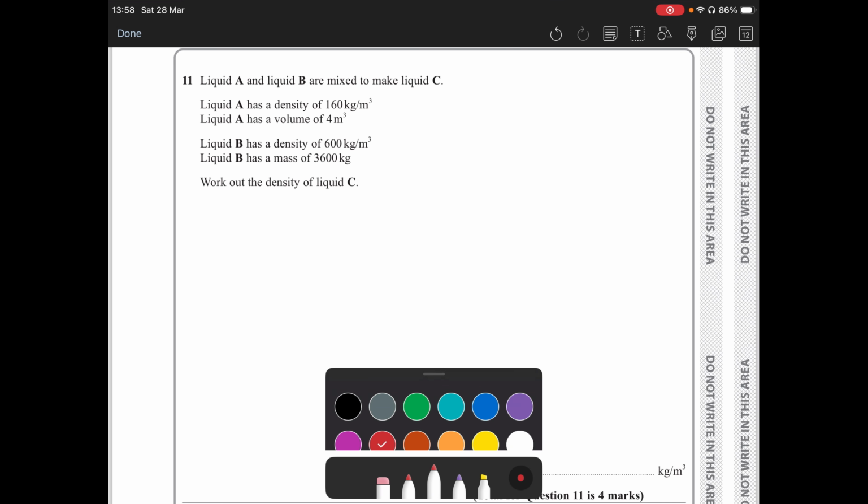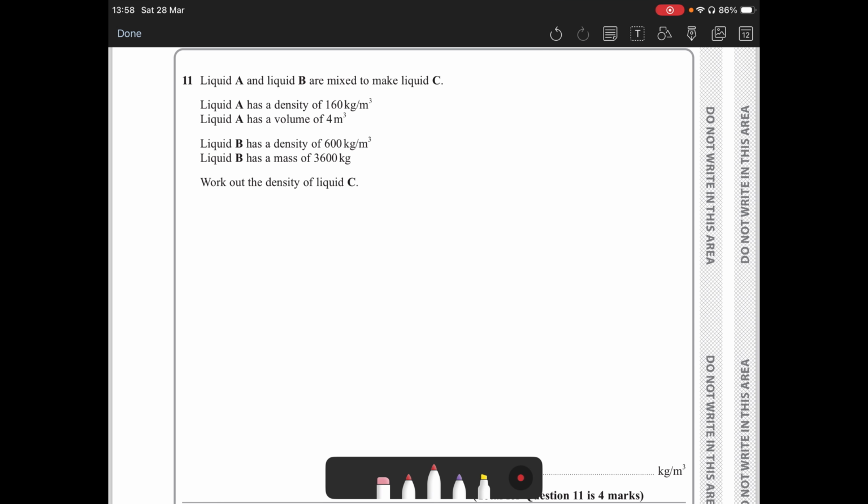All right. What do we got now? Number 11. We got 3 liquids. We got 2 liquids get mixed to make a new one, A, B, C, right? So first things first, do you remember the formula for density? D equals M over V.